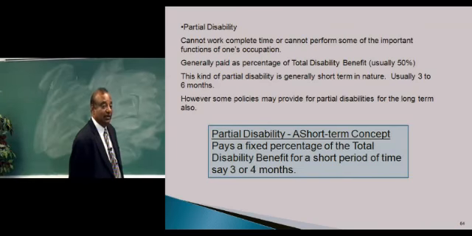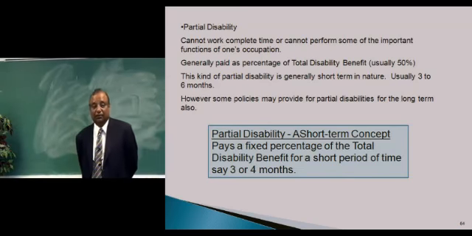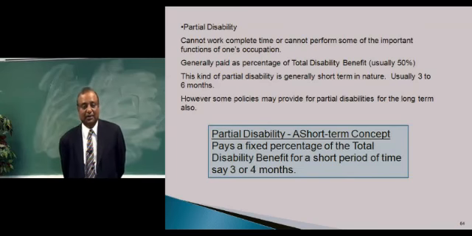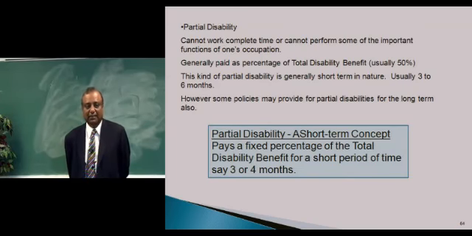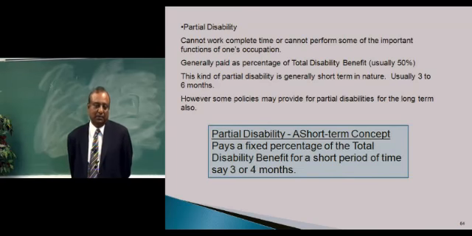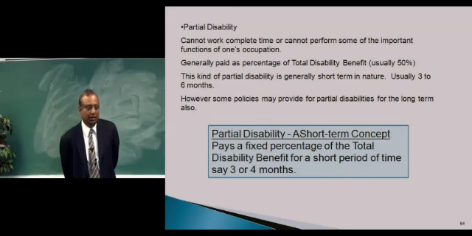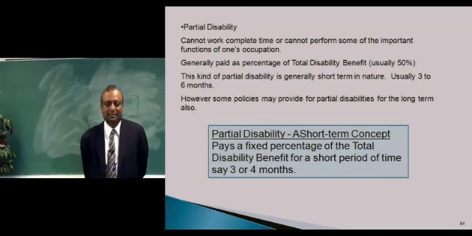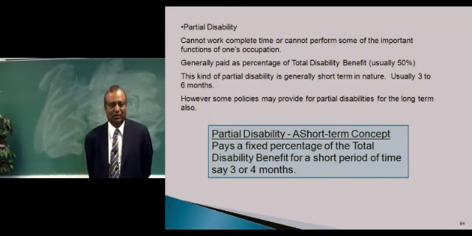In other words, if I have a policy for $3,000 a month of benefit and I am determined to be partially disabled, I will be paid, let's say, 50%. So I'll be paid $1,500 per month for my partial disability. And I'll be paid only for a short period of time, maximum 3 months or 4 months, not more than that.